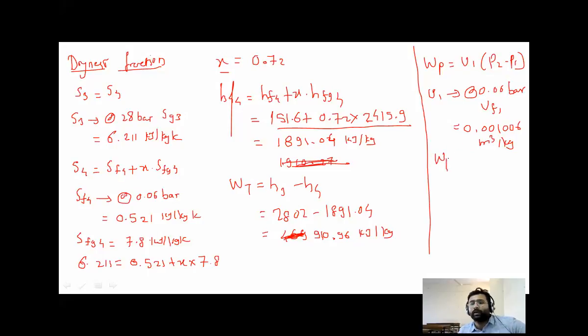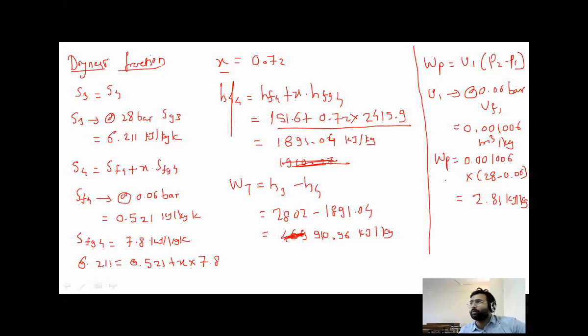Now calculate the pump work. 0.001006 into 28 minus 0.06. Calculate this pump work. 2.81 kilojoule per kg, right? Is it correct?